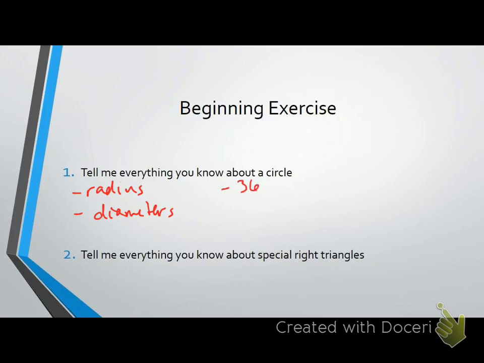Inevitably, I hear 360 degrees, right? That is the degree measure of a circle. If you go all the way around a circle, then you've gone 360 degrees. That is true. Okay. Also, usually hear circumference. It's got a circumference. That's true. The circumference of a circle is 2 pi r. So if you were to walk on a circle all the way around, then you would have gone 2 pi r distance.